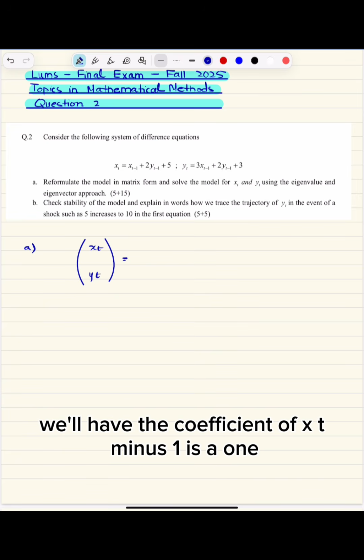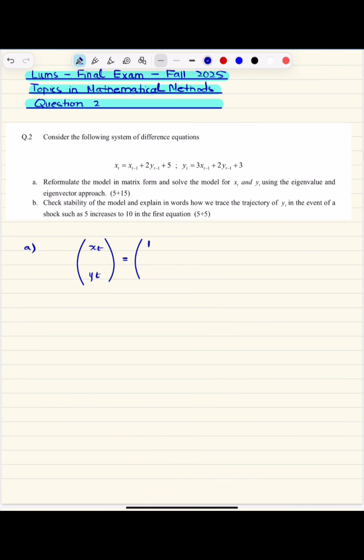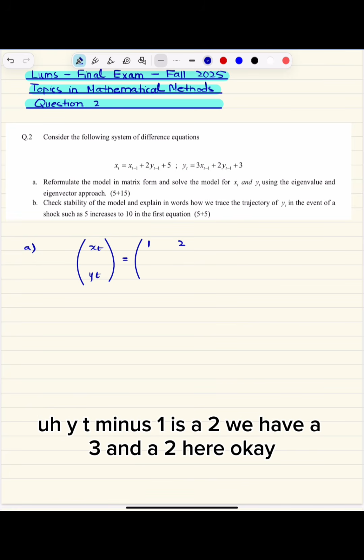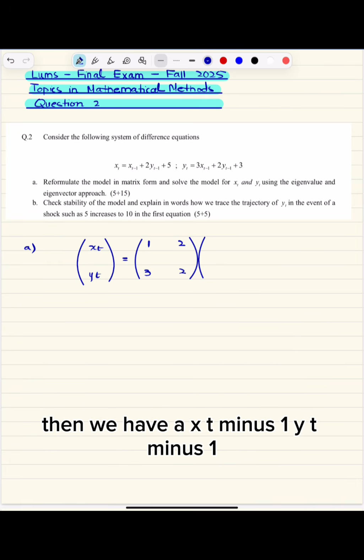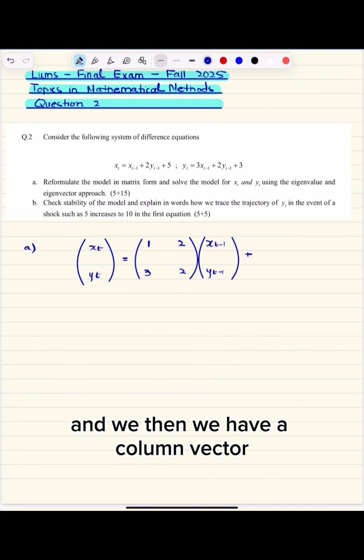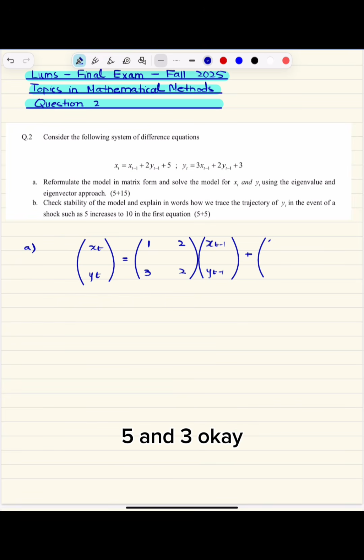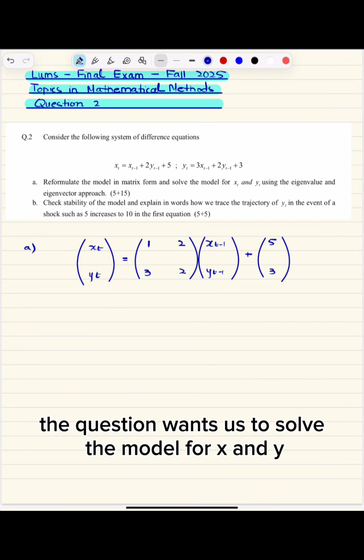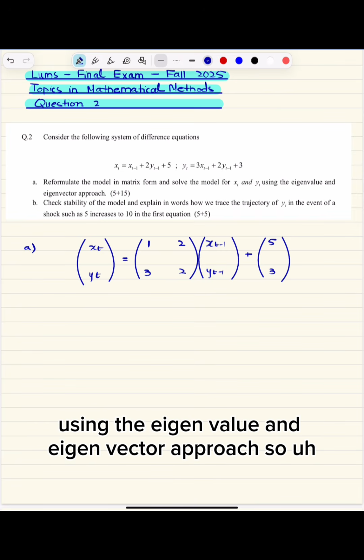We'll have the coefficient of x_{t-1} is a 1, y_{t-1} is a 2. We have a 3 and a 2 here. Then we have x_{t-1}, y_{t-1}, and we have a column vector 5 and 3. The question wants us to solve the model for x and y using the eigenvalue and eigenvector approach.